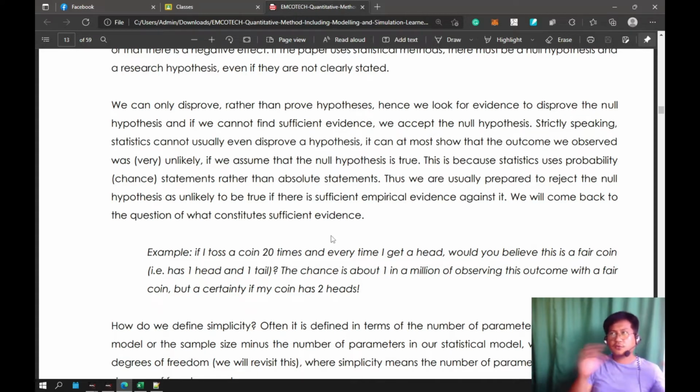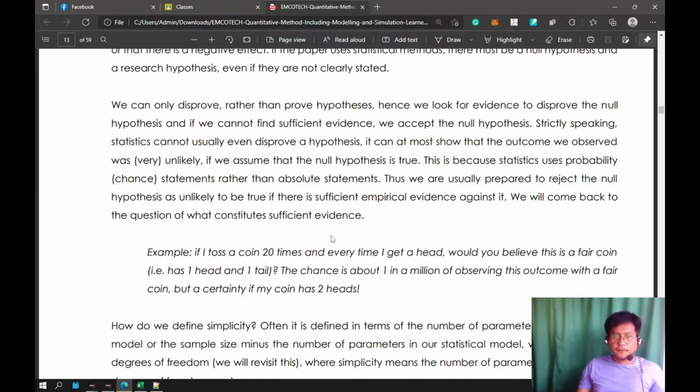If we cannot prove this hypothesis, hindi natin mapapatunayan na tama yung hypothesis natin, yung haka. Bali, para siyang matatawag nating haka-haka. Kung hindi natin siya ma-prove na tunay yung ginawa nating hypothesis, then we will accept the null hypothesis instead. Okay? We'll come back to the question of what constitutes sufficient evidence.